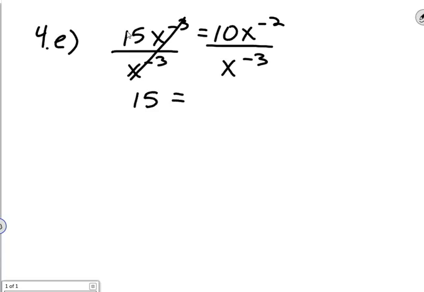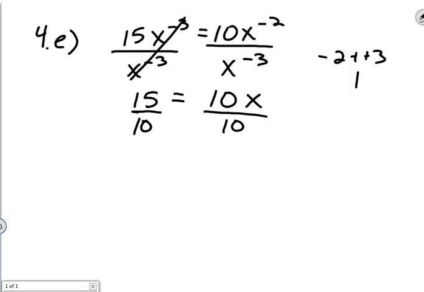We can simplify this, right? The 10 remains, and we apply the quotient property to the x to the negative 2 divided by x to the negative 3. Subtracting our exponents, we end up with x to the first. Well, this worked out nicely. This is very simple. All we have to do now is divide both sides by 10. 15 tenths reduces to 3 halves.